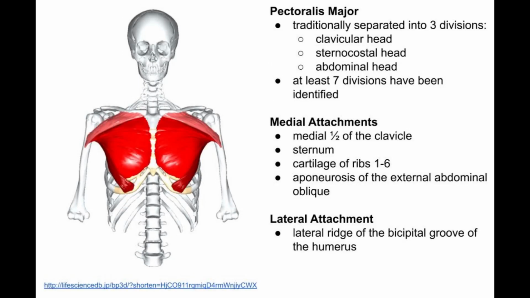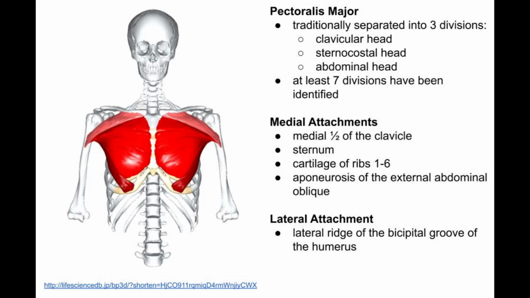Pectoralis major is traditionally separated into 3 divisions. You'll often see a clavicular head, sternocostal head, and abdominal head. A lot of books will only list a clavicular head and sternocostal head. It has been divided into at least 7 different divisions, although functionally 3 divisions does suffice.